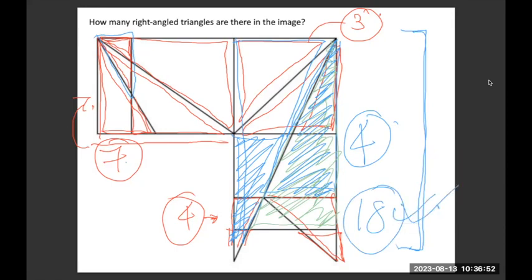Is that clear? Any doubts, any questions in this? Remember, it's just given right angle triangle. That's why we are not finding all other different kinds of triangles. Okay.